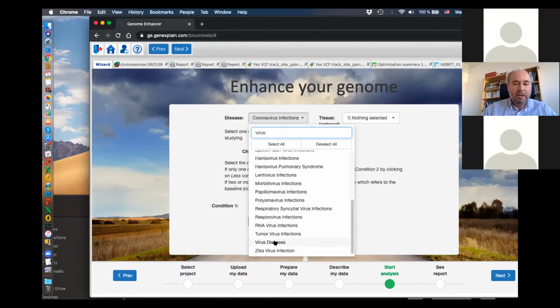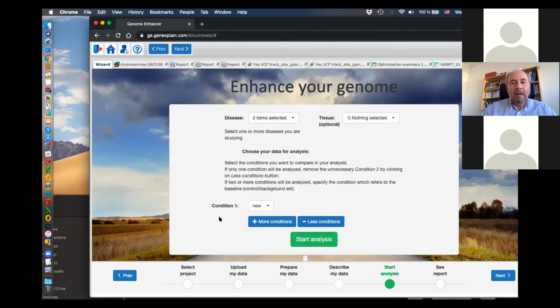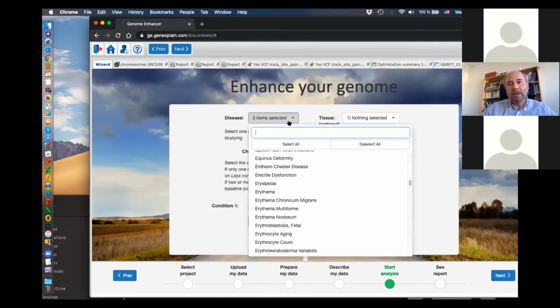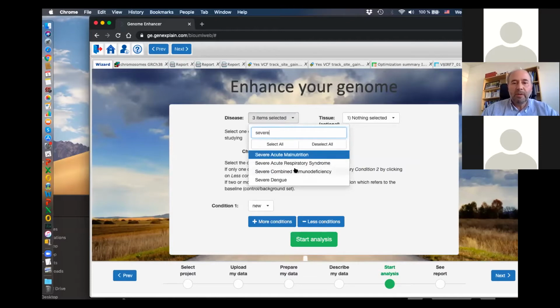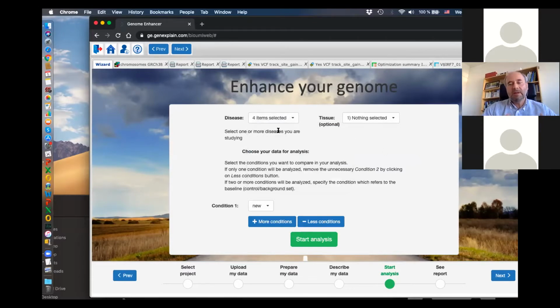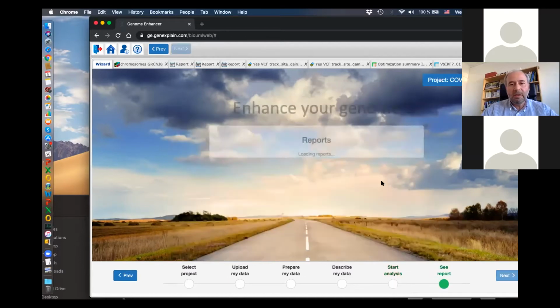We can select the general virus diseases or specifically RNA virus infection. We can also specify a broader set of diseases, saying we are interested in all diseases which cause severe acute respiratory syndrome. This selection of diseases will help us to focus on the drugs later on. You will see that in the report. So basically that's what is needed. Then what is next is just to start the analysis.